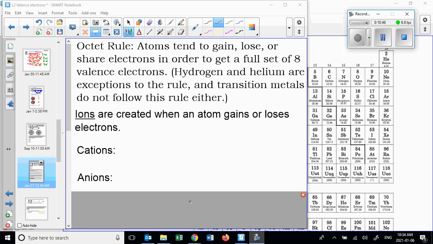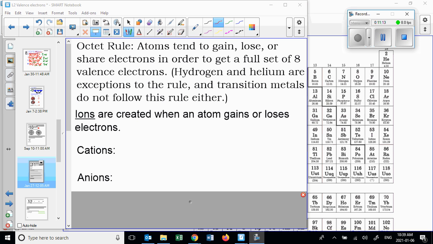Octet rule, what ions are, which you may be familiar with. Then I'm going to write down with you in a couple of minutes what cations are and what anions are. I'll leave you for a couple minutes to jot that down. So the octet, 8, octagon: atoms tend to gain, lose, or share electrons in order to get a full set of 8 valence electrons.